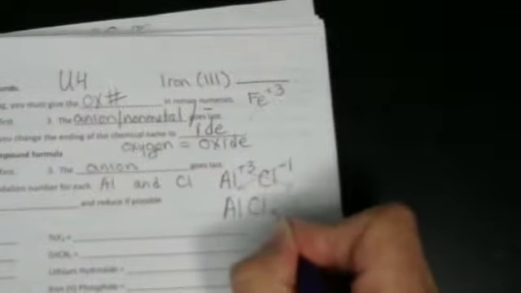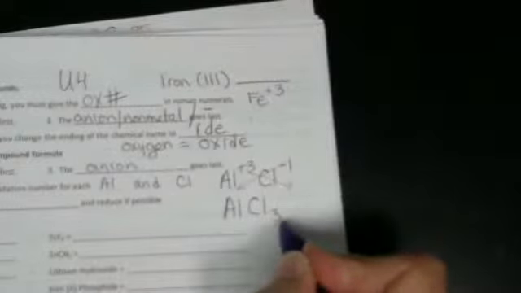Then you're going to write the symbols and determine the oxidation number for each. So let's say I want to do the bond between aluminum and chlorine. So I would write aluminum is a +3 and chlorine is a -1. Then we're going to cross our numbers and bring them down. So this would be Al1, and we don't write the 1, we can leave that blank. Cl3, aluminum chloride.